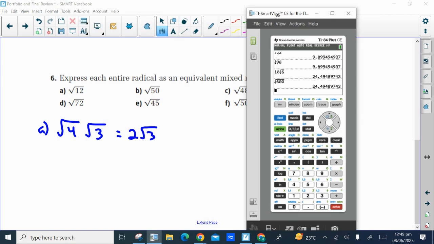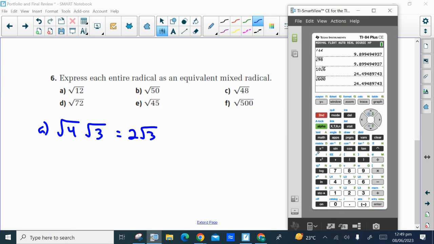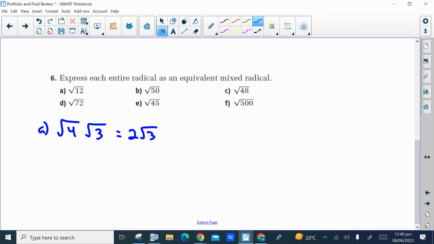So like we've been doing, we can check those. Our original number was root 12, which is that decimal. That should be equal to 2 root 3, and it is. So our answer is correct. The only way that you might get one of these wrong is if you don't take the largest perfect square out. And I'll show you an example of that, what it looks like.